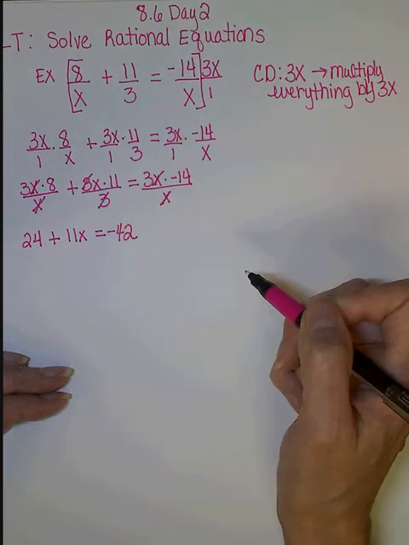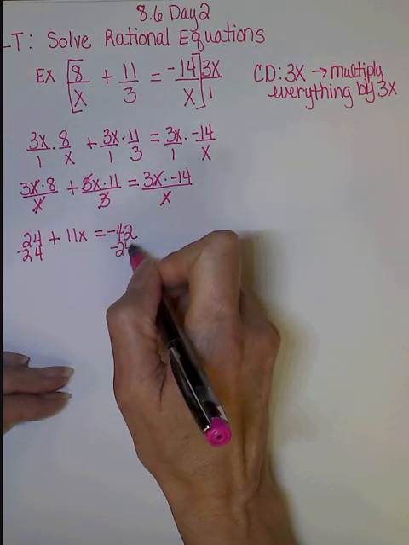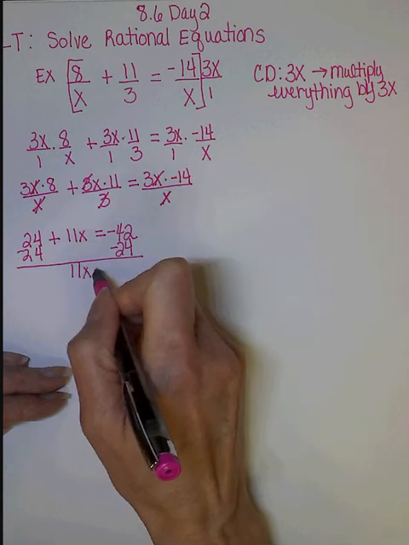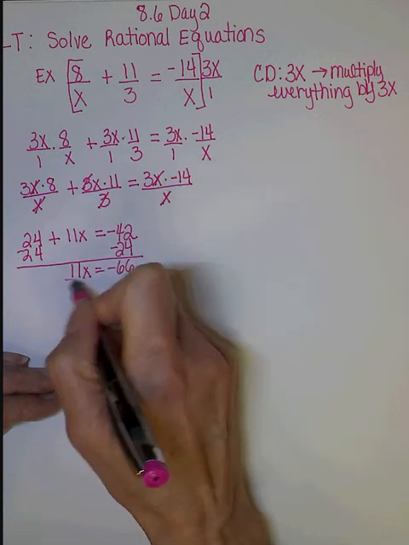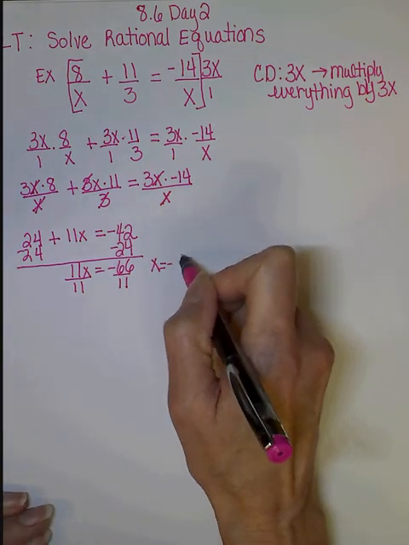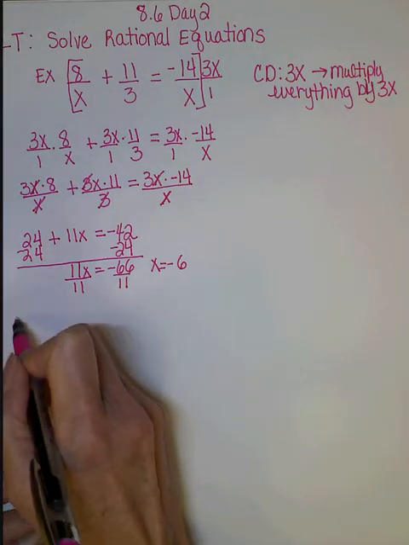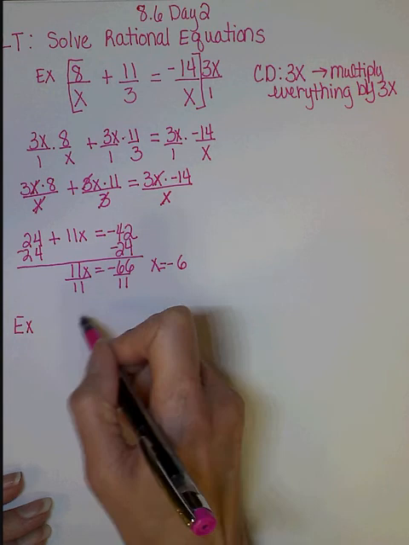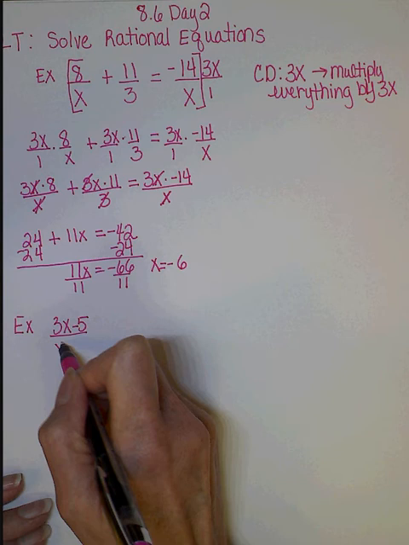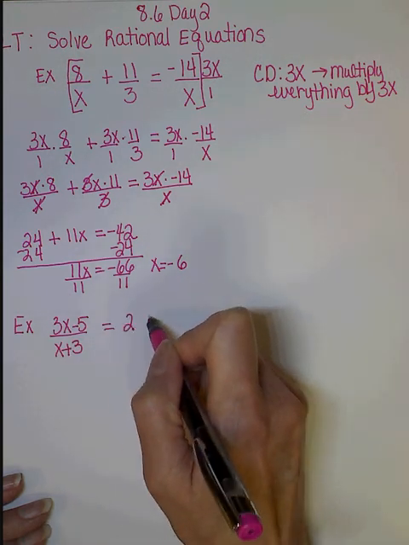Then, once I do that, I have a really easy equation to solve. And x just comes out to be negative 6. Okay, so I really want you to learn this technique because it's going to make your life so much easier on these types of problems. And it'll make your life a lot easier when we do this in College Algebra 2.